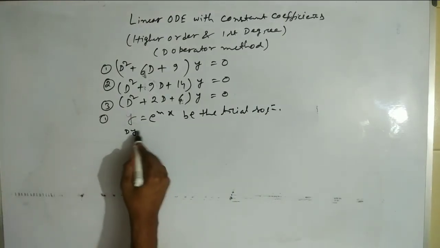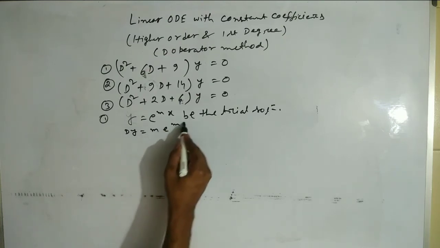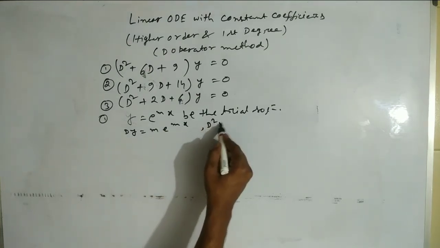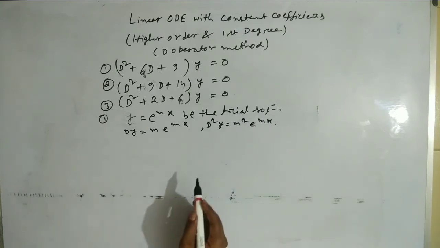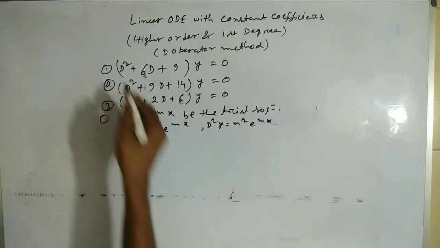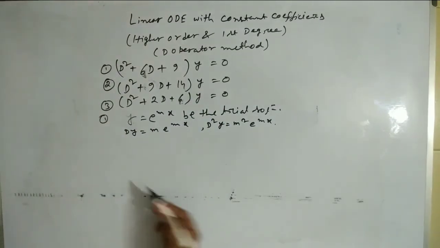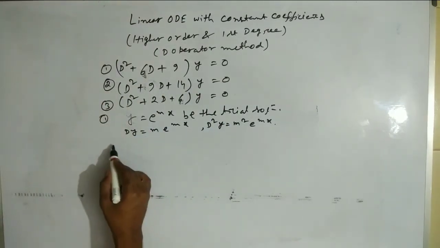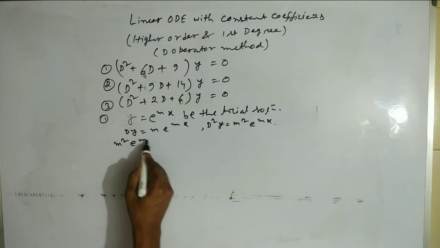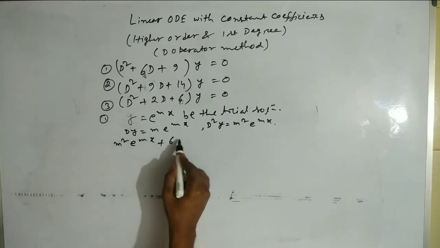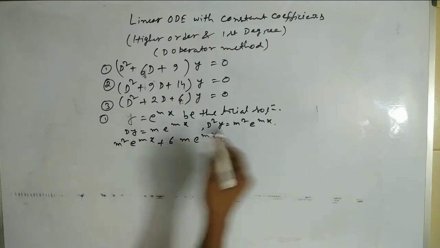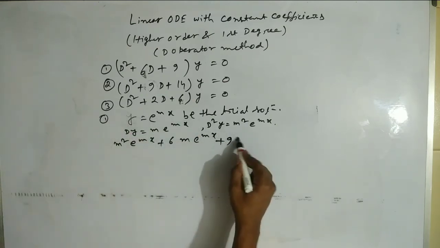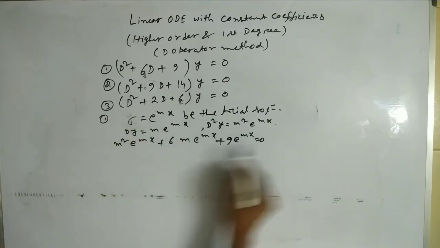Then dy equals m e to the power mx and d square y equals m square e to the power mx. Now we put these values in equation number 1. So d square y will be m square e to the power mx, plus 6 dy, that is m e to the power mx, plus 9y, that is e to the power mx, equal to 0.